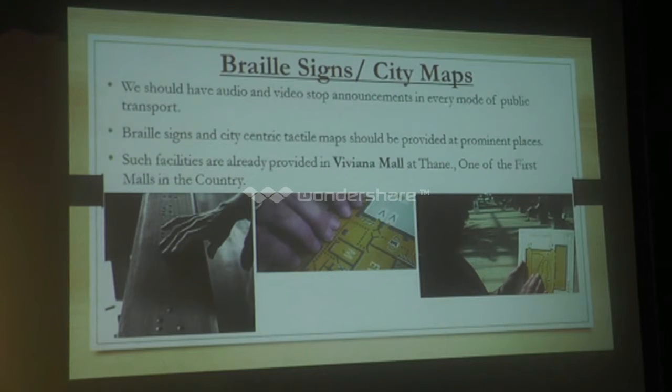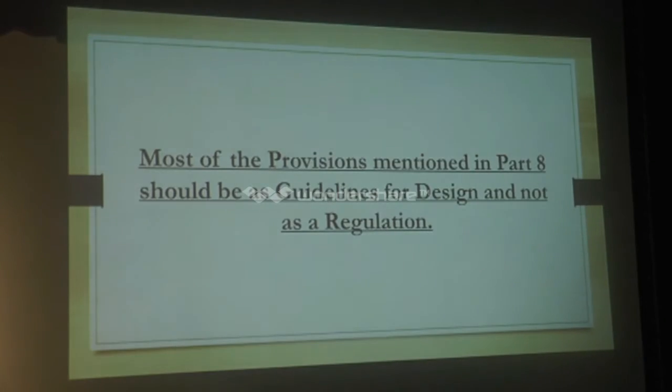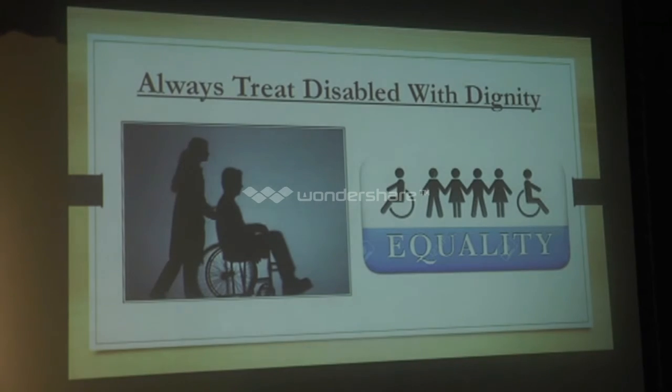We should have audio and video, sound, and stop announcements in every mode of transport. Braille and city-centric maps should also be provided at prominent places. Such facilities, I believe, they have already provided at DCR Mall at Thane, one of the first malls in the country. So most of the provisions we have seen mentioned in Part DCR should be guidelines as far as possible, I believe, and not a regulation. Next. So always treat the disabled with dignity.